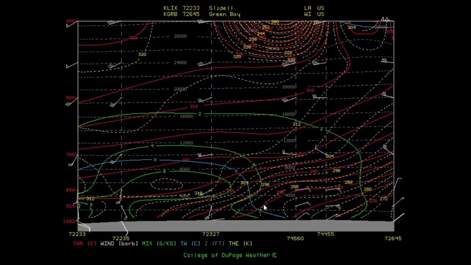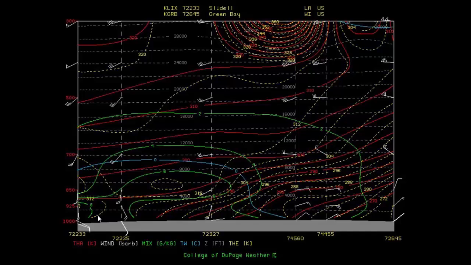So let's look first at your mixing ratio. Those are our solid green lines. If you look furthest to the south, over Slidell, we have a mixing ratio of 8. If we move to the north, it decreases. We're at 6, we're at 4, we're at 2. So our mixing ratio is decreasing as we move further to the north, which makes sense because we're moving further and further away from our moisture source, the Gulf of Mexico. So our mixing ratio is definitely going to be the highest towards Slidell.